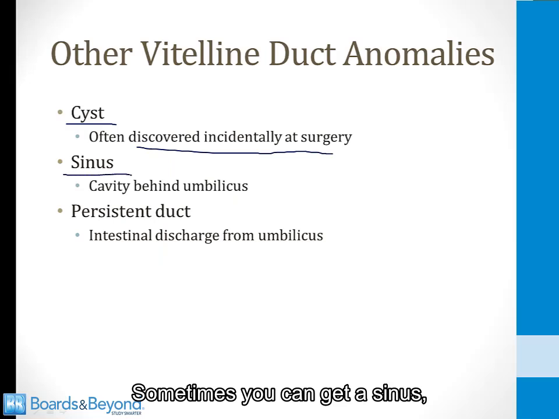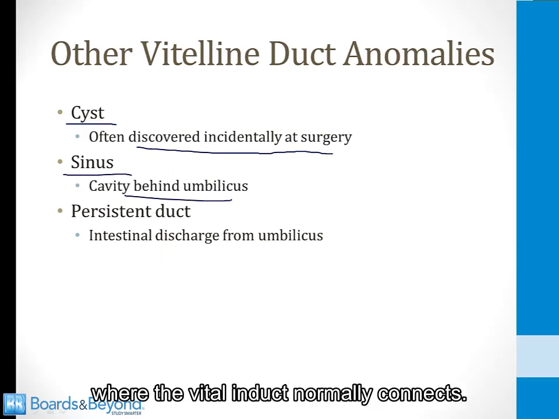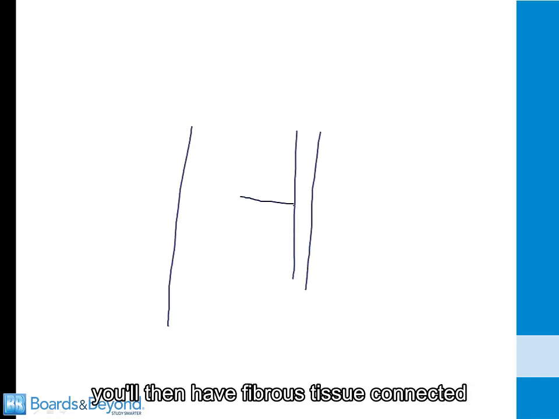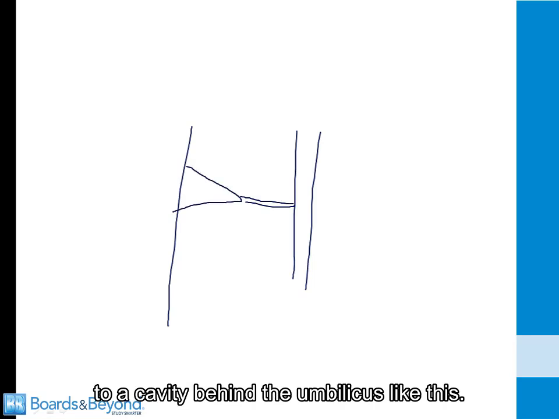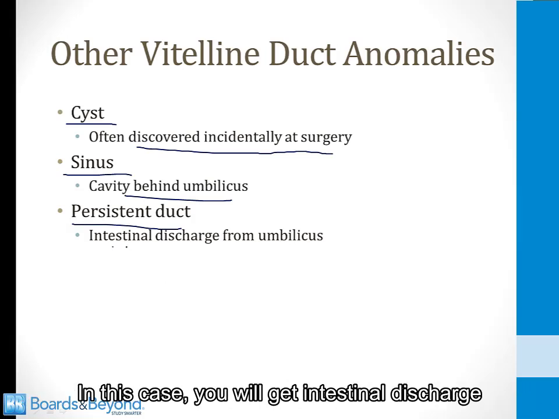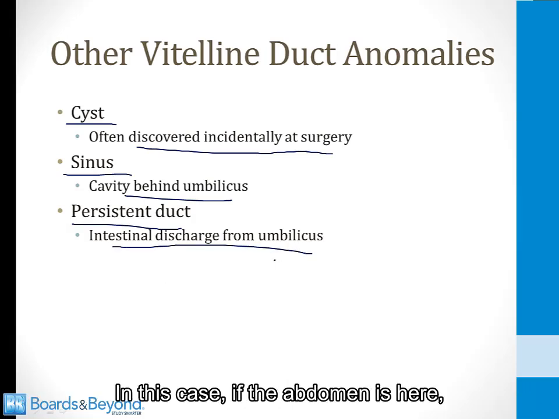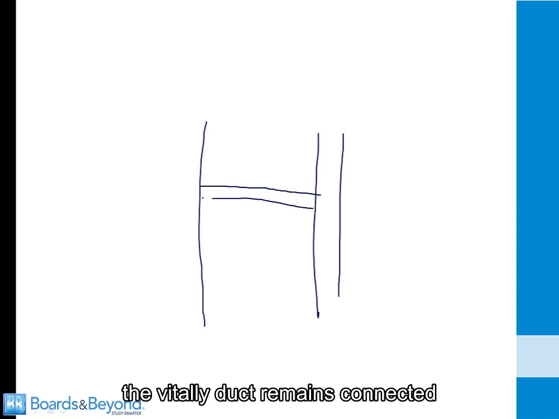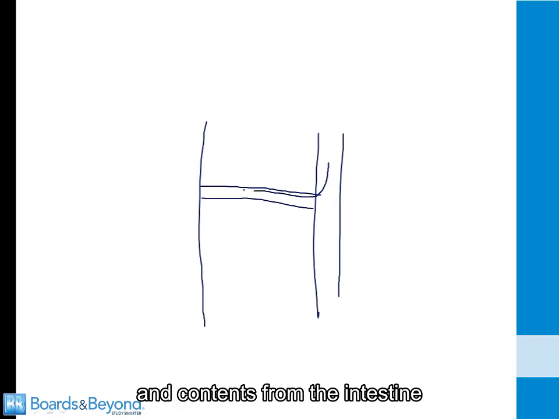Sometimes you can get a sinus. It will occur behind the umbilicus where the vitelline duct normally connects. In this situation, you have the abdominal wall and you have the small intestine. You'll then have fibrous tissue connected to a cavity behind the umbilicus like this. And then finally, rarely people can be born with a persistent vitelline duct. In this case, you will get intestinal discharge from the umbilicus. In this case, if the abdomen is here and this is the small intestine, the vitelline duct remains connected and contents from the intestine can go through that duct and discharge at the umbilicus.